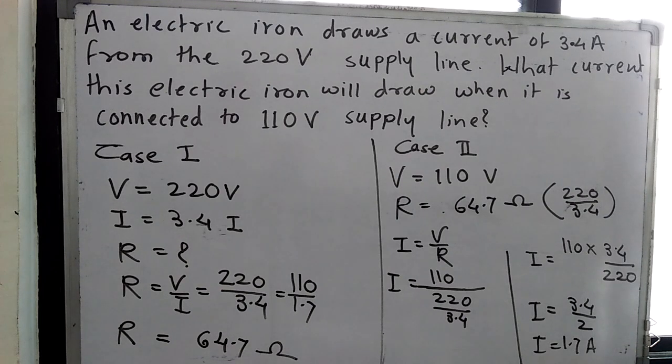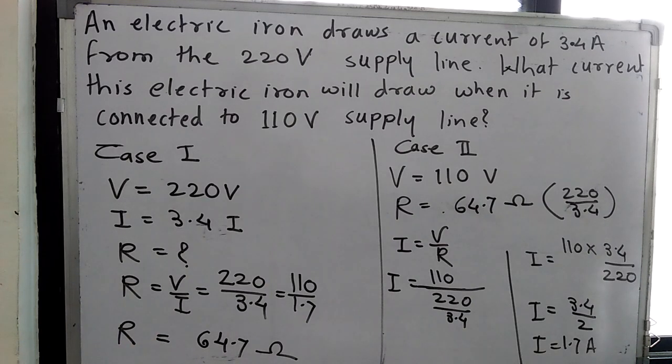Now see, the electric iron is the same. In both cases we are using the same electric iron, and we are not even changing the temperature or anything. So it means resistance is constant. In both cases resistance is constant. So it is not that since 110 is half of 220, we take half of 3.4, that is 1.7. We have to solve it properly. So resistance remains constant. So first we will calculate the resistance.